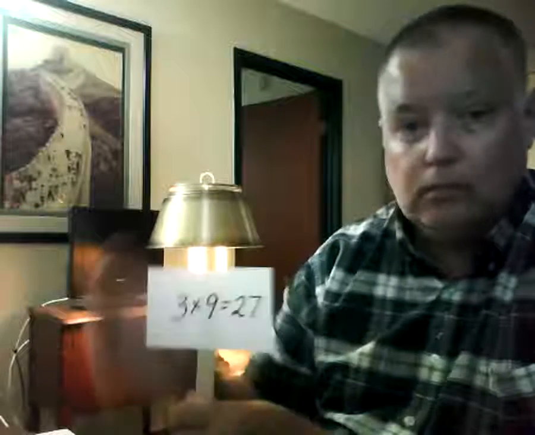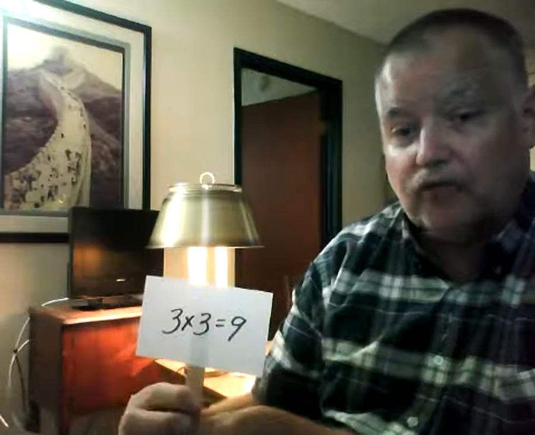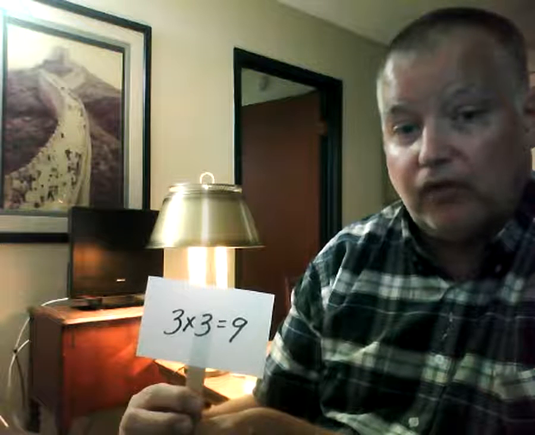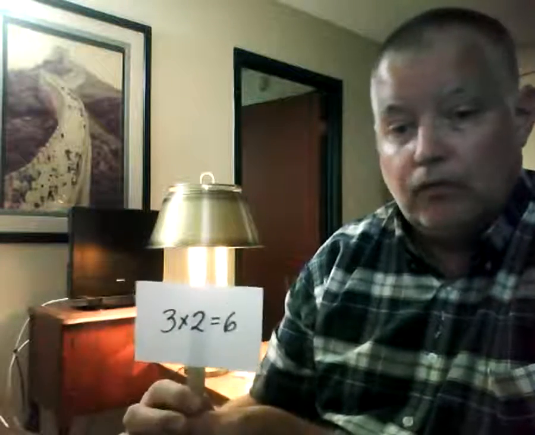3 times 7 is 21. 3 times 9 is 27. 3 times 6 is 18. 4 times 7 is 28. 3 times 5 is 15. If Kamala was running on her own ticket, you think I'd be voting for her? You bet your hat I would. But she's not on her own ticket. She's on somebody else's ticket. 3 times 3 is 9. 3 times 2 is 6.